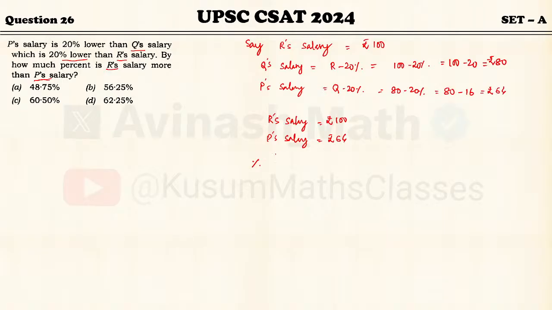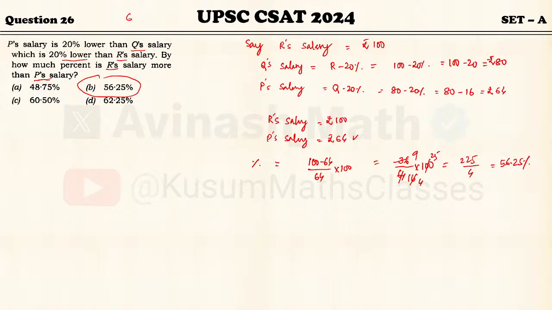is what? It is 100 minus 64 divided by 64 multiplied by 100, because the base is P's salary. P's salary is 64. So this is nothing but 36 divided by 64 multiplied by 100. It is nothing but 225 by 4. It is nothing but 56.25%. So it is B, right? This is a good question.